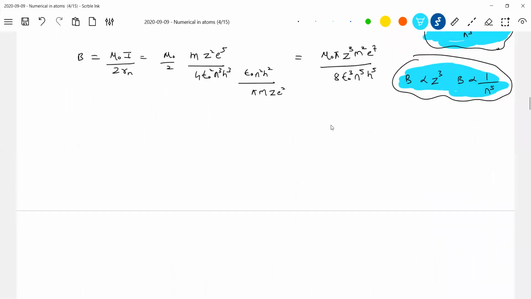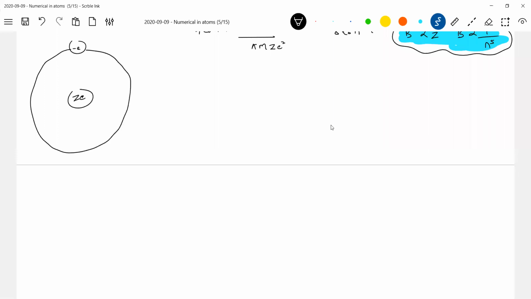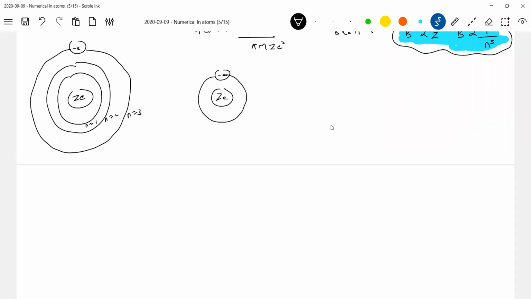Okay, I'll proceed now. Similarly, if an electron in a hydrogen atom makes a transition, say from n equal to 3, this is n equal to 3, when it makes a transition to n equal to 1, how will it move? Will it jump?